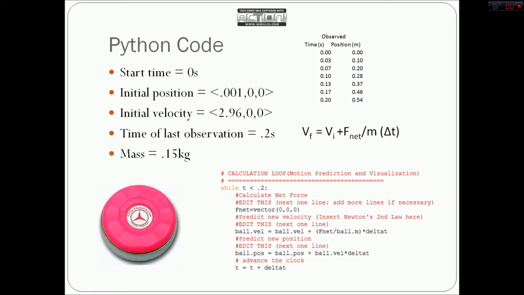Now we are going to examine the Python code used to model this experiment. Using the data points shown in the top right, the start time, initial position, initial velocity, and the time of the last observation were recorded. In addition, the mass was found separately. All these measurements are needed to use Newton's second law in the form shown on the screen.